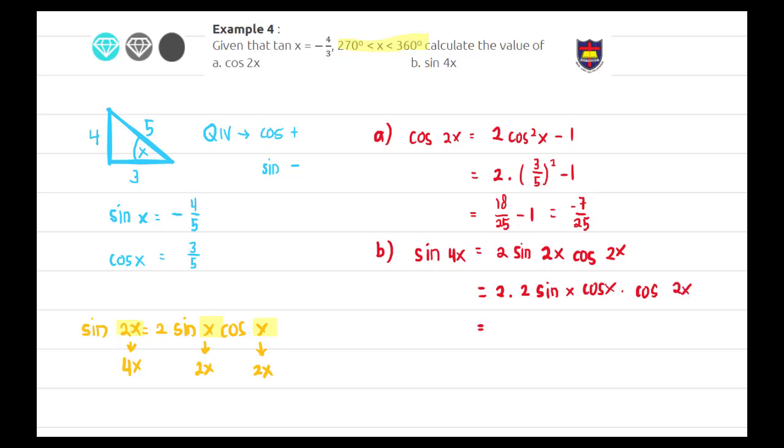So it becomes 4 times sine x, which is minus 4 over 5, cos x, which is 3 over 5, and cos 2x, which is minus 7 over 25. So if you calculate it slowly, you will get the result 336 over 625. So that's the answer for sine 4x.